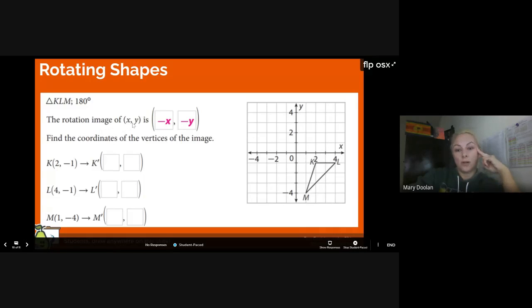The rule for 180-degree rotation is (x, y) becomes (negative x, negative y). So this is actually easier. For (2, negative 1), just change the sign of x and change the sign of y. Nothing moves. X stays in its same location, y stays in its same location.